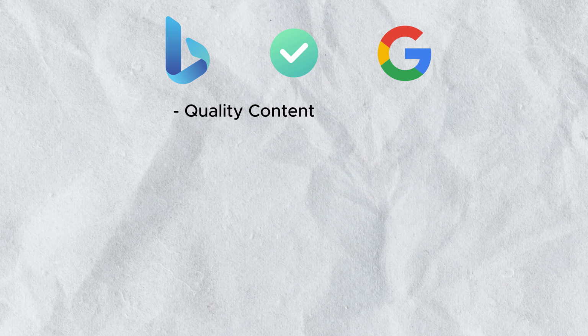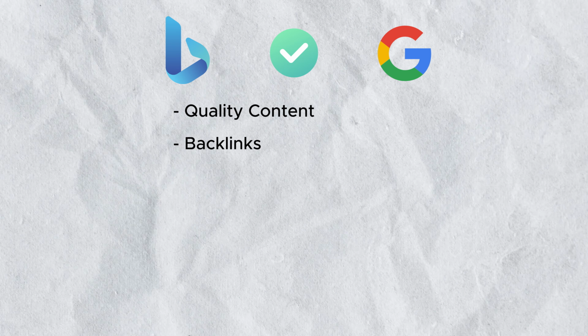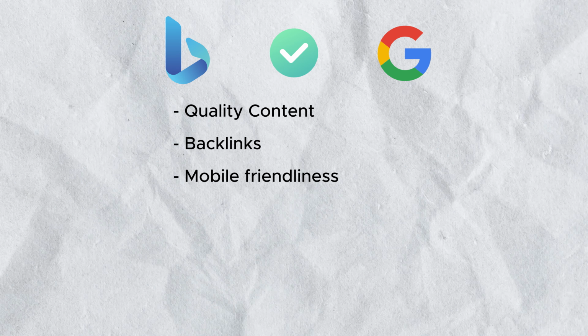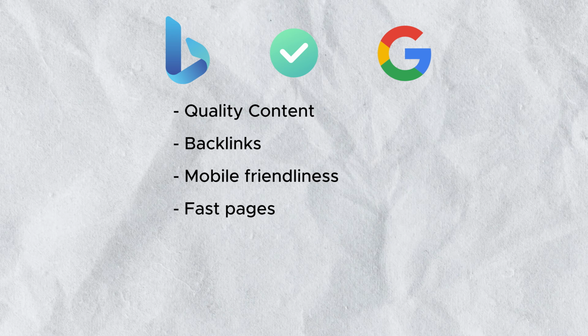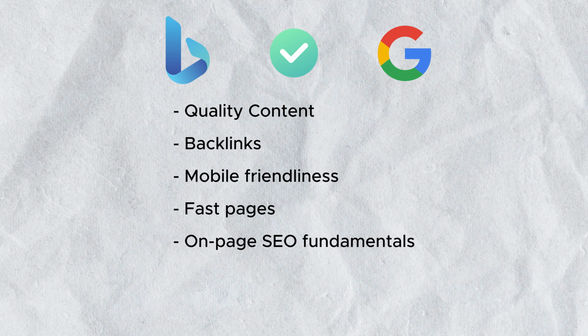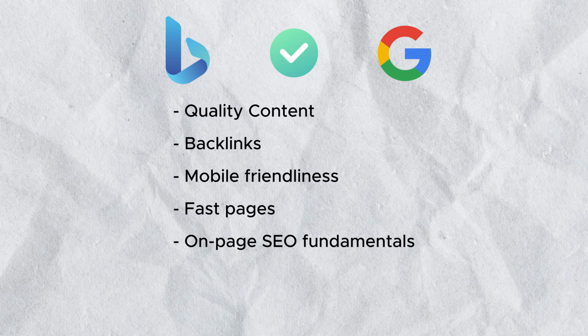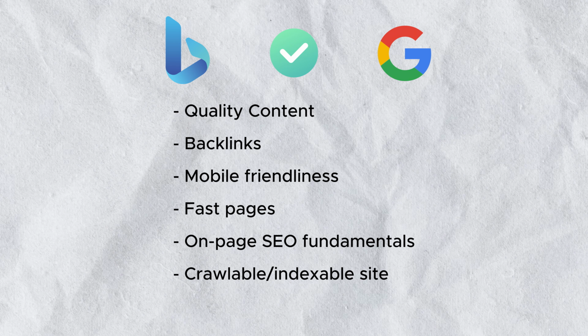Bing and Google actually share the same core SEO fundamentals. You'll need to have quality, helpful content. You'll need to have backlinks from reputable sources, a mobile-friendly site, fast page load speed, on-page SEO like keywords in your titles and headings. You'll have to have a crawlable and indexable site structure and strong local SEO signals. So if you're already doing SEO for Google, then you're off to a great start. But now let's talk about where Bing is different and how you can use those differences to your advantage.